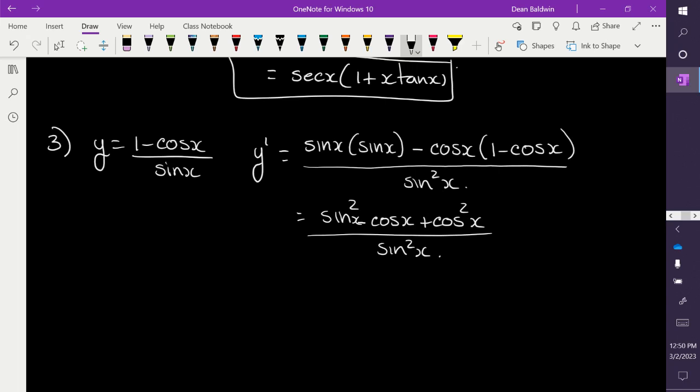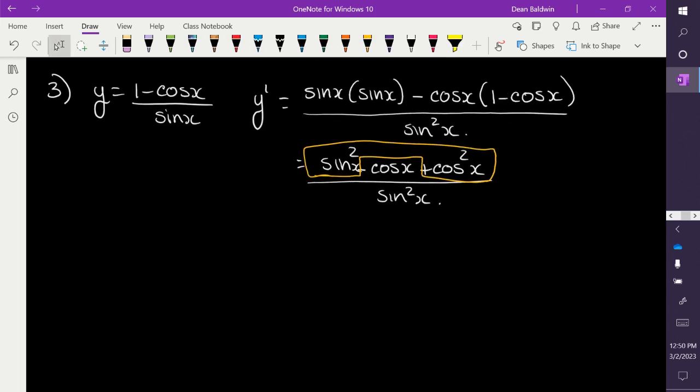We okay? Can we simplify this? So if you look at this, sine squared plus cos squared is 1. So then I end up with 1 minus cos of x over sine squared of x, which is very similar to what we started with.